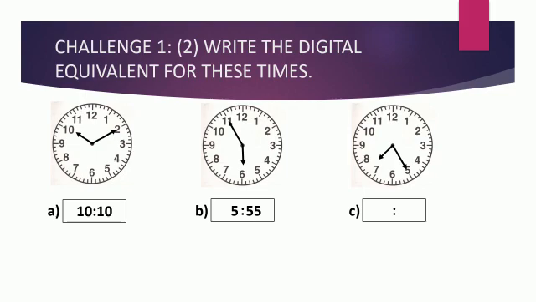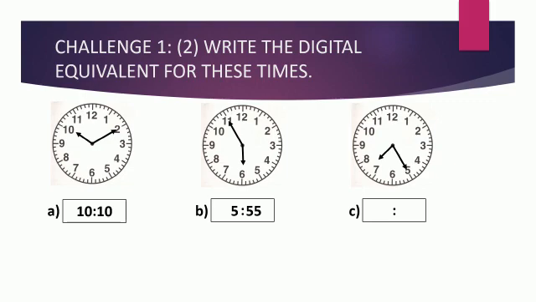5:55. On 11, it will be 55 minutes. When long hand is on 11, it will be 55 minutes. So 5 minutes are left to 6 o'clock. So time is 5:55. After 5 minutes, time will be 6 o'clock.